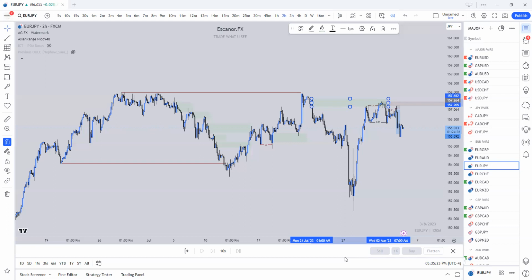So I talked about all those types of liquidity. I talked also about the external and the internal range liquidity.